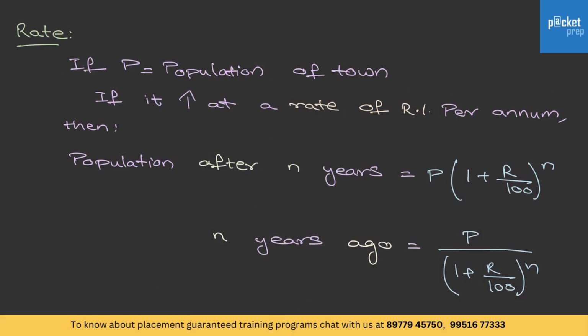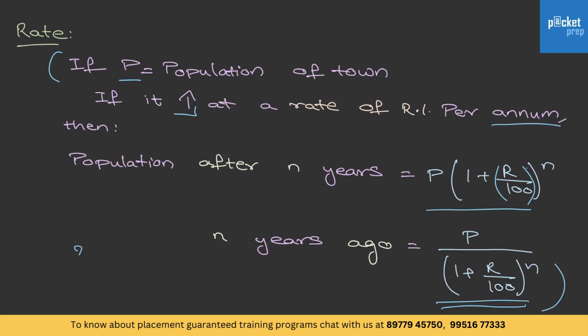Now let's see how to solve rate related problems. Rate problems can be solved by this particular formula. Let P be the population of a town, and if it is increased at a rate of R% per annum, then the population after n years is given by P into 1 plus R by 100 whole power n. And in the same way, if they ask us to find n years ago what the population was, then it is given by P by 1 plus R by 100 whole power n. These formulas are for constant increase in the population.